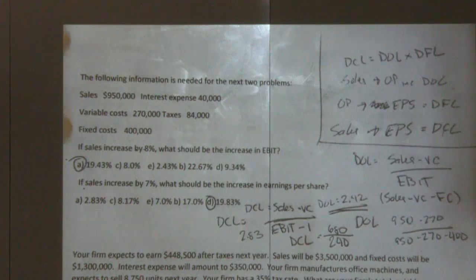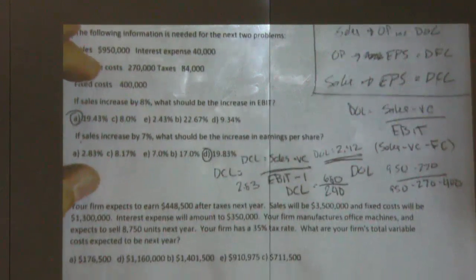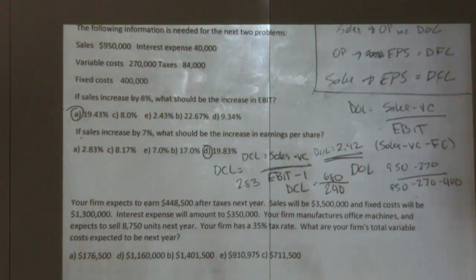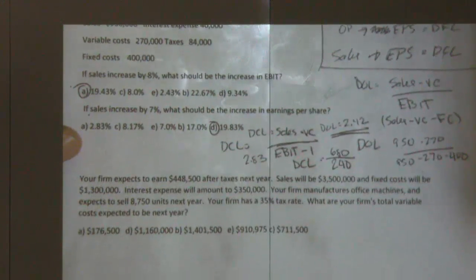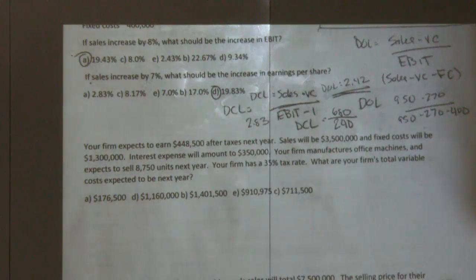Alrighty. So next question. This is still off chapter 12 and 13 stuff. Your firm expects to earn $448,500 after the taxes. Sales will be 3.5 mil. Fixed costs are 1.3. And here you want to solve for your variable cost.